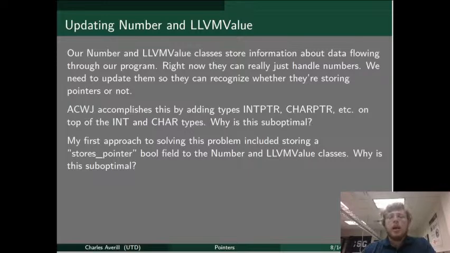My first approach to solving this problem involved having a stores pointer bool field inside of the number and the LLVM value classes. The reason that's not optimal is because what if we want two layers of pointers? Like what if we want an int matrix instead of an int array? That requires a double pointer. So having a stores pointer bool field is only going to allow us to have depth 1 pointers, which we don't want. Let's get the whole pointer stuff out of the way right now. Let's not worry about it after this lecture.